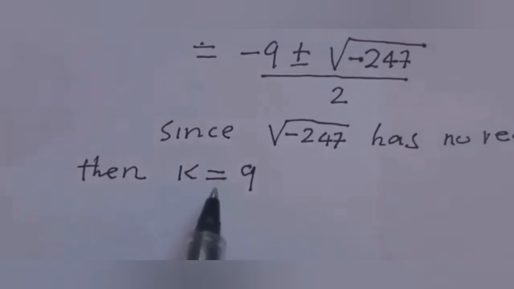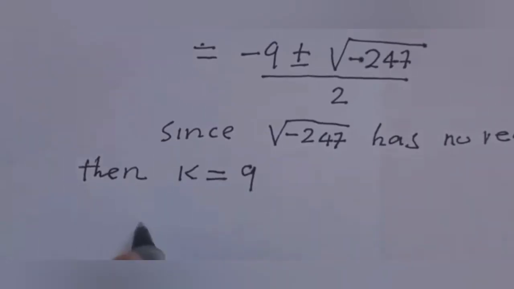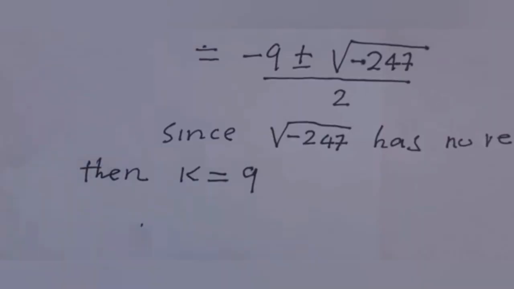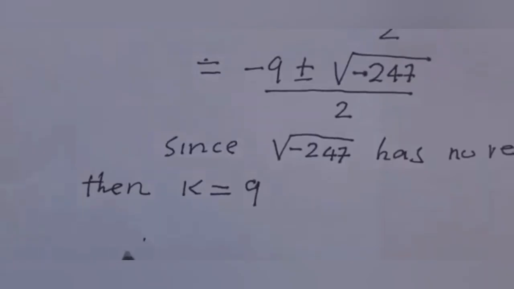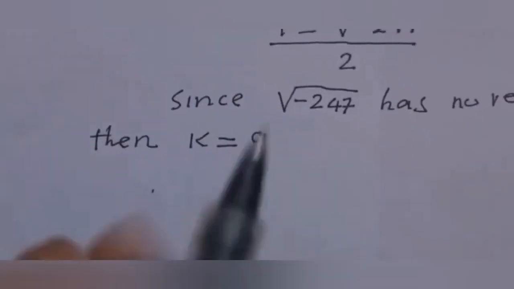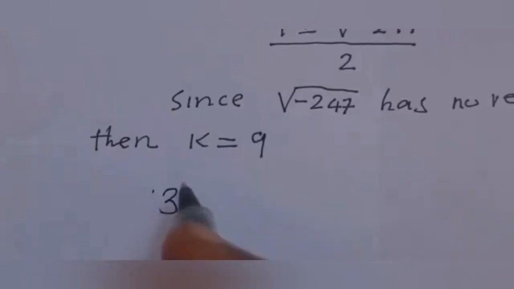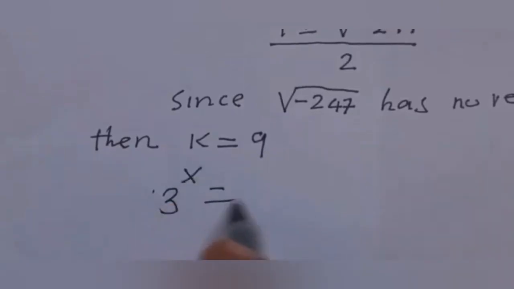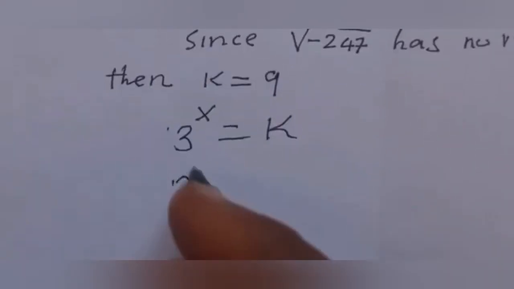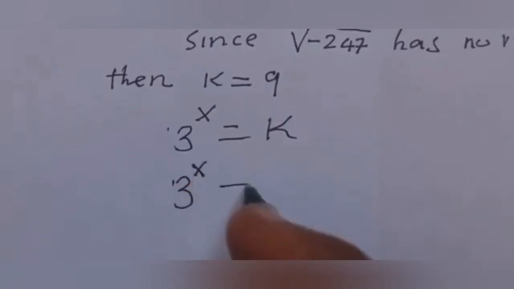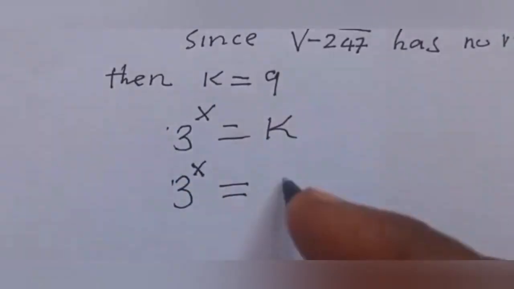Remember, we are not told to find the value of k. We are rather told to find the value of x. Remember, somewhere we said let 3 power x equal k. So we have 3 power x equals k, but the value of k is 9. So we have 3 raised to x equals 9, which is the value of k.